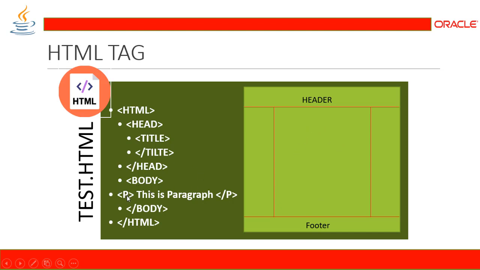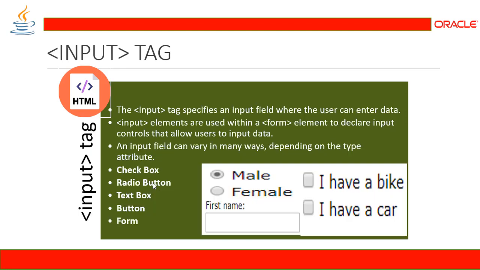Whatever you write inside the body tag is going to display in the browser in the body part. So this is a sample test.html, where you can write down all your content. This is what we learned in the last session. Now let's take a look at the different types of input you get from the user. One of the tags is called the input tag.